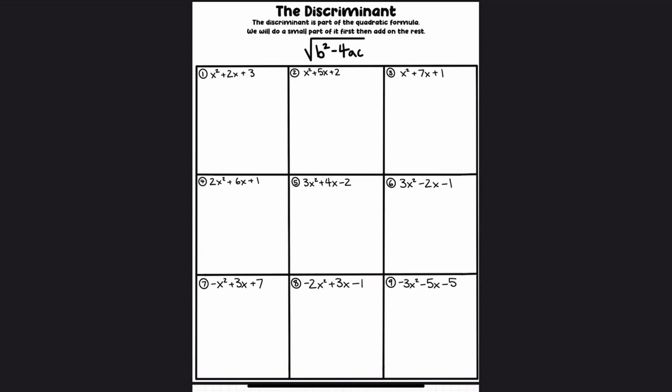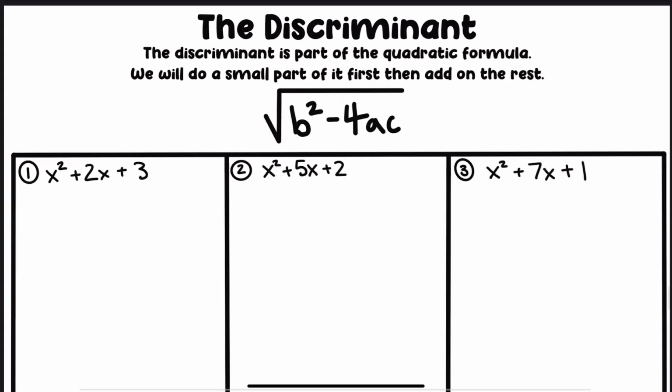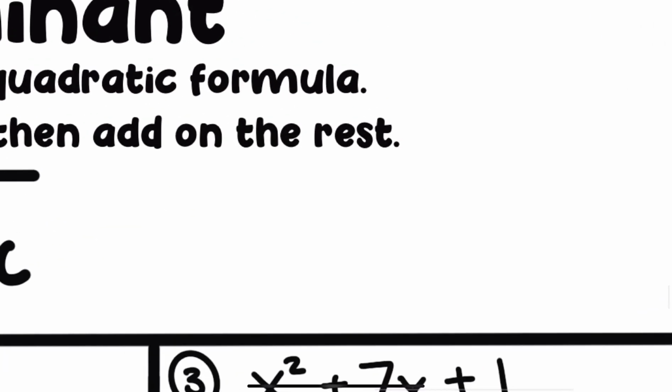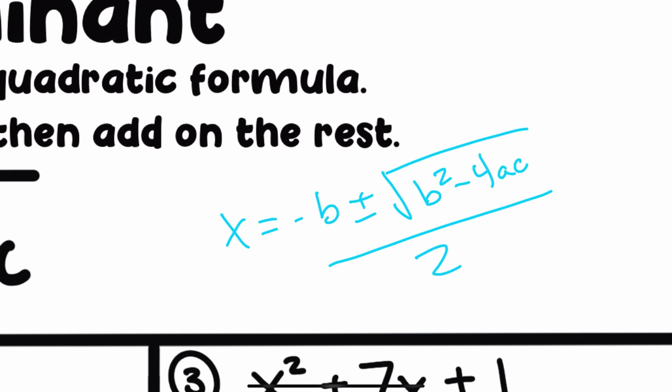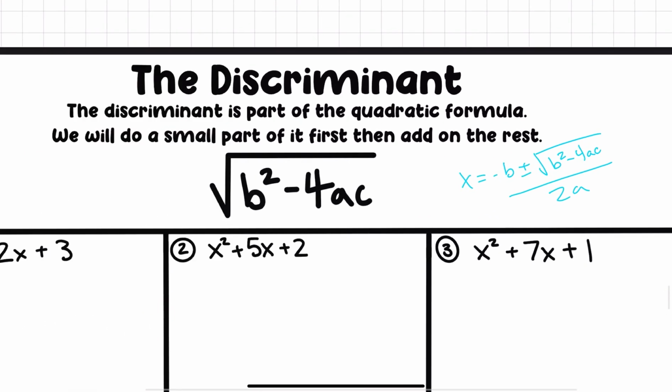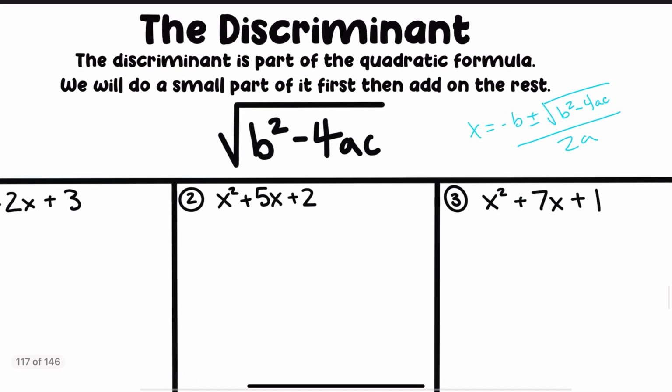All right. Hello. So today we're talking about the discriminant. If we look at the top of the page here, it says that the discriminant is a part of the quadratic formula. The quadratic formula is actually long. That is x equals opposite b plus or minus the square root of b squared minus 4ac all over 2a. Okay, that's kind of long. So we're going to just do a small part of it first and then add the rest.